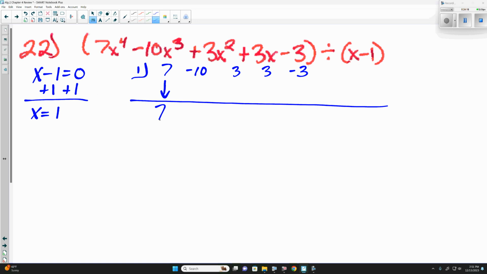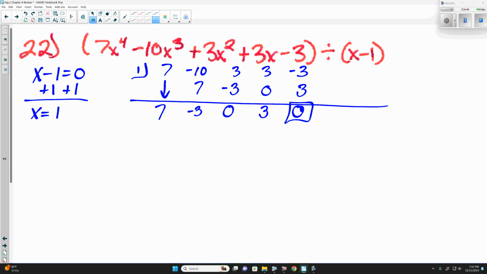Bring the first number down. Multiply. 1 times 7 is? Negative 10 plus 7 is? Negative 3. 1 times negative 3? Negative 3. 3 plus negative 3 is 0. 1 times 0? 3 plus 0. 1 times 3? Negative 3 plus 3.